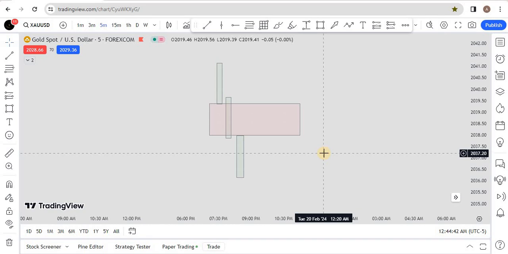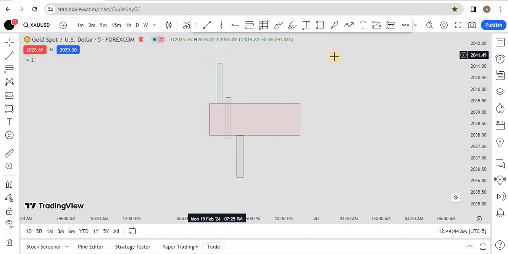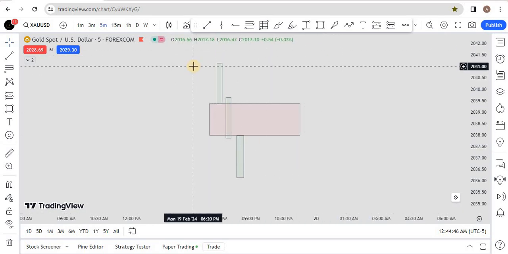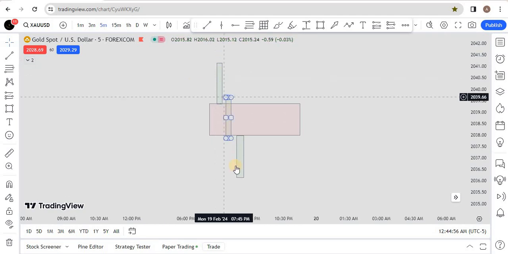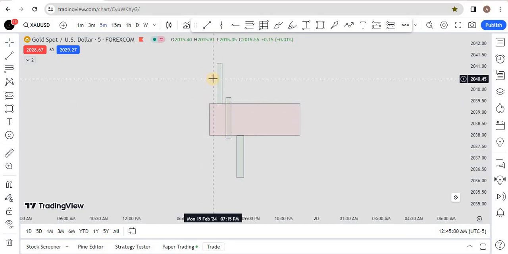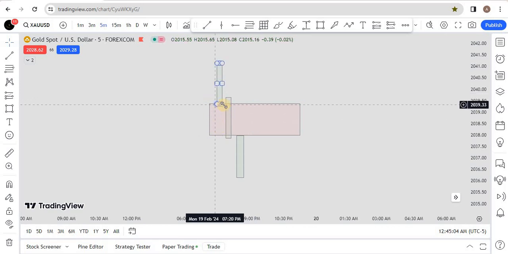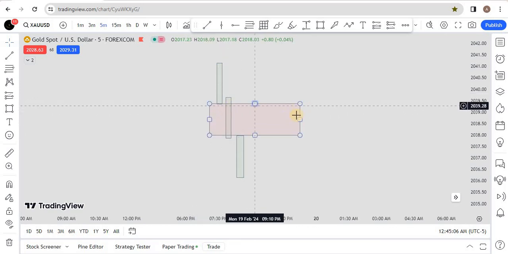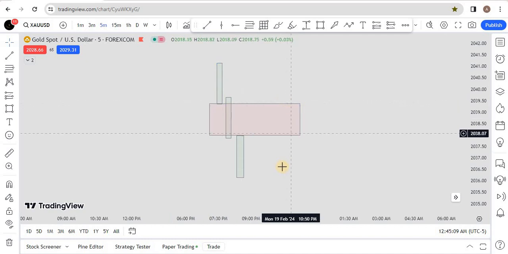So what is the fair value gap? First I will show you the fair value gap, then I will show you the inversion fair value gap. A fair value gap is also called an imbalance that occurs in the market on the price action. When the price is running randomly or running fast to one way, it makes huge candles that create a huge imbalance between the candlesticks.